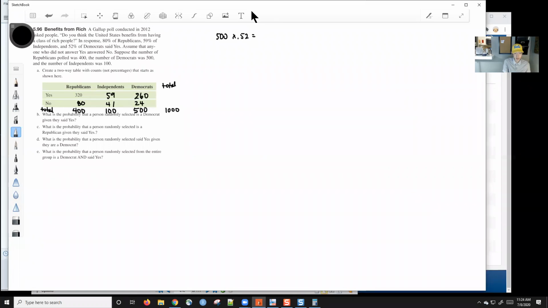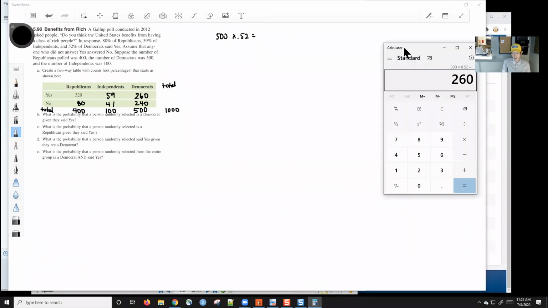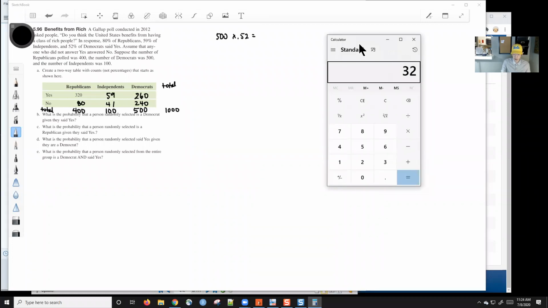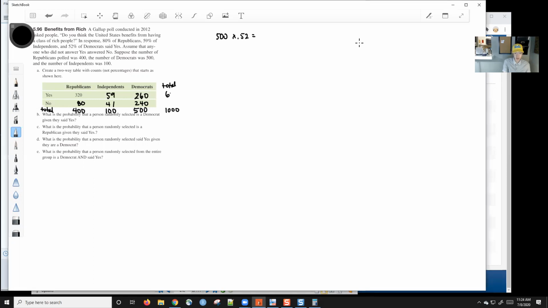Which leaves 240 here. If we do the row total, we'll do 320 plus 59 plus 260, 639. Which means we have 361 over here. All right, so let's fill this out.